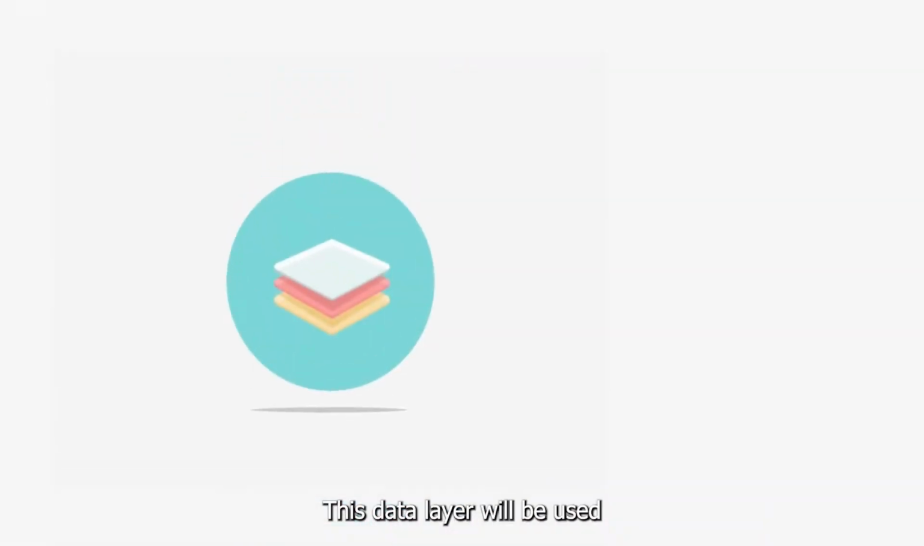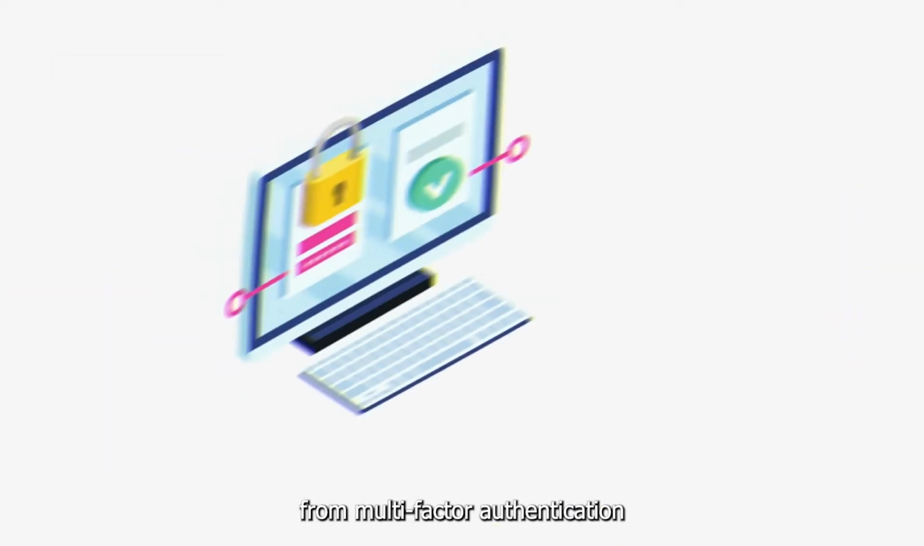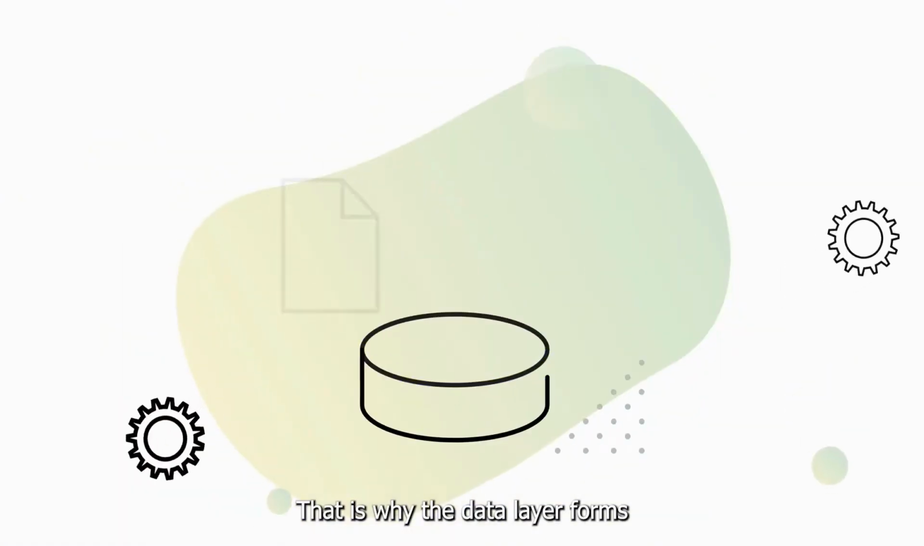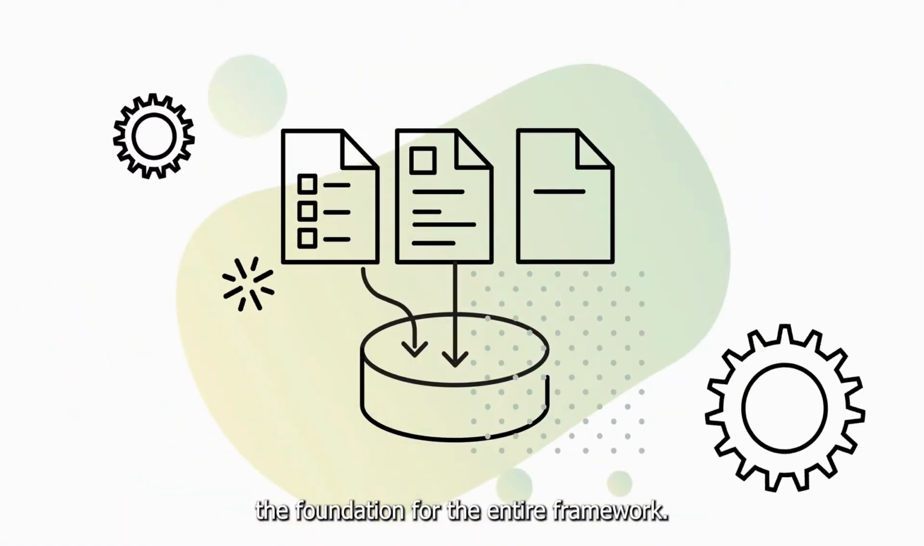A proper CIDA framework has an integrated, or dedicated, data layer that stores these types of data. This data layer will be used throughout the customer lifecycle, from multi-factor authentication to passwordless authentication. Large portions of EMAS CIDA is dedicated to ensuring that the information stored in this data layer is complete, legitimate, and authentic. That is why the data layer forms the foundation for the entire framework.